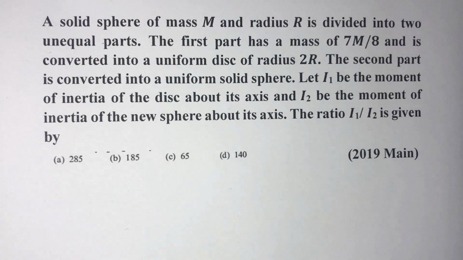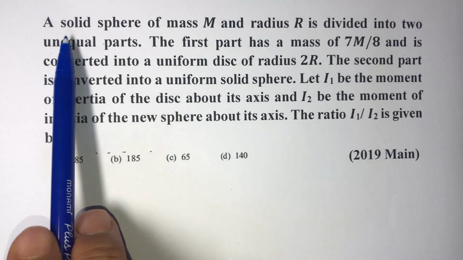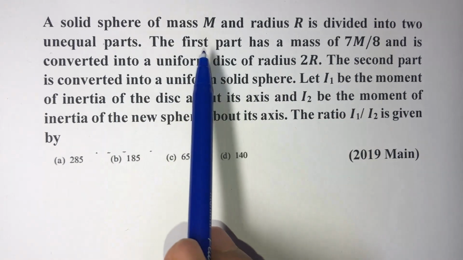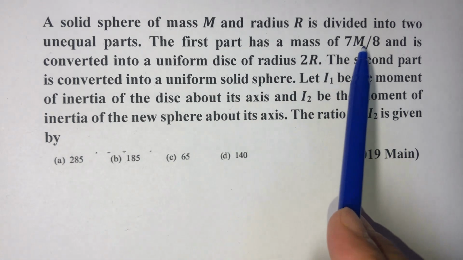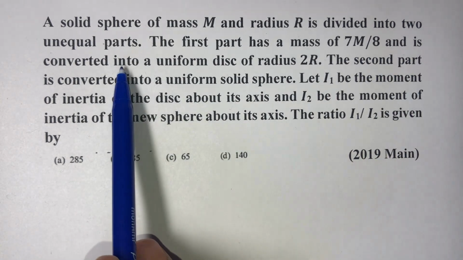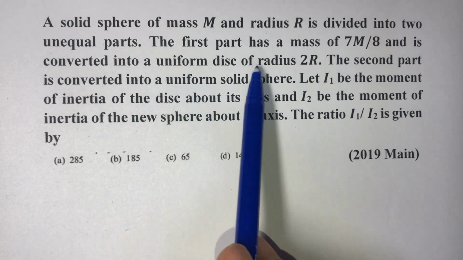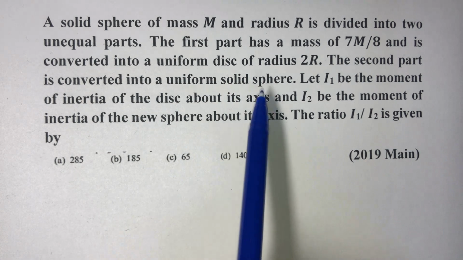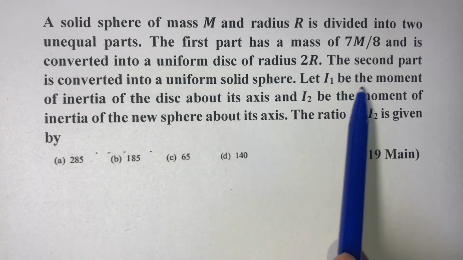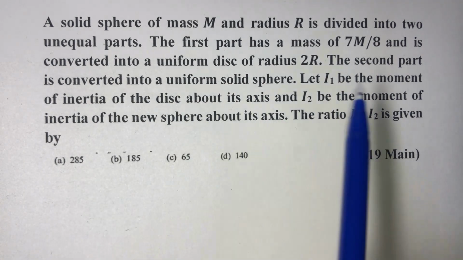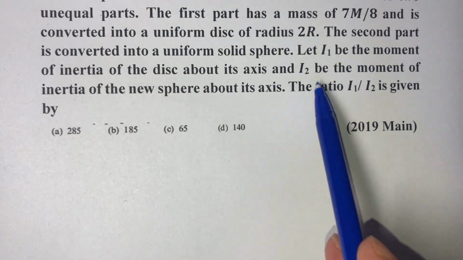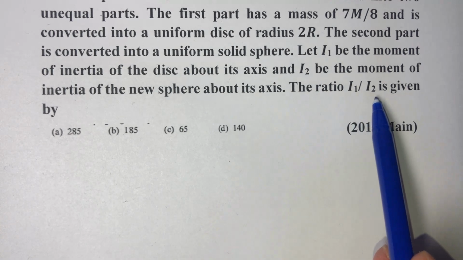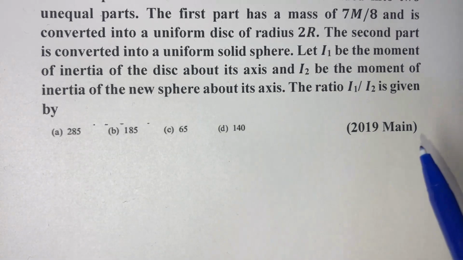Hello friends, in today's question, a solid sphere of mass m and radius r is divided into two unequal parts. The first part has a mass of 7m/8 and is converted into a uniform disk of radius 2r. The second part is converted into a uniform solid sphere. Let I1 be the moment of inertia of the disk about its axis and I2 be the moment of inertia of the new sphere about its axis. The ratio of I1 to I2 is given by, so we have these four options.